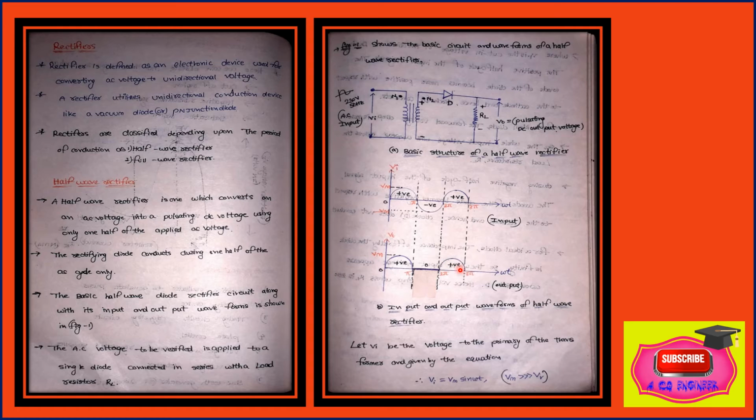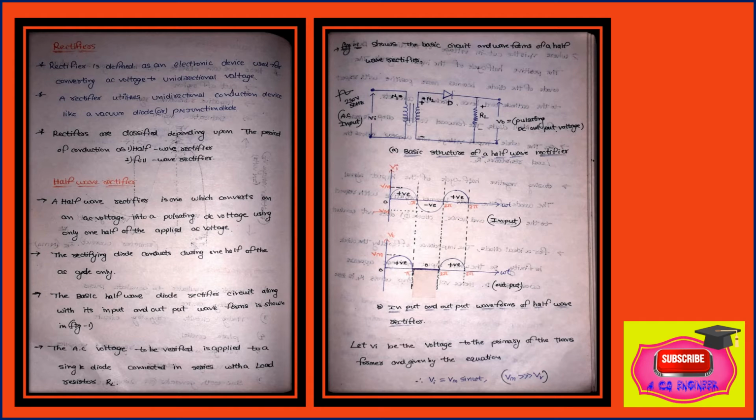This positive cycle forms here; the values are 0, pi, 2 pi and 3 pi. This axis is omega t for a sinusoidal wave. Vi is the input voltage. Here Vm is the peak inverse voltage. Let Vi be the voltage at the primary of the transformer given by the equation Vi = Vm sin(omega t).